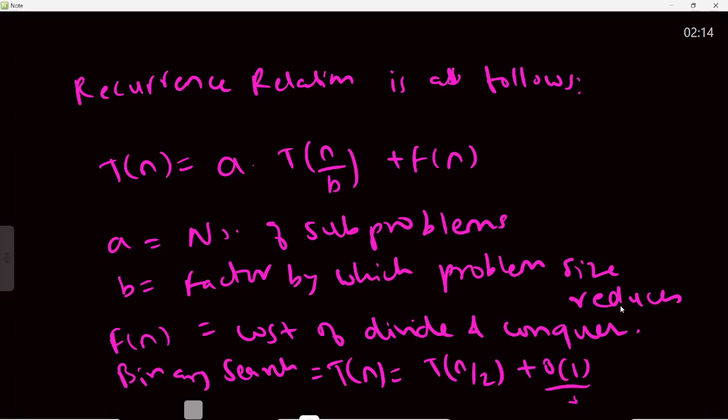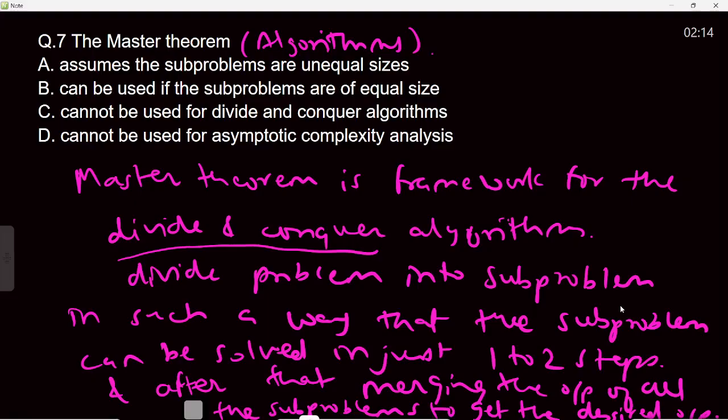Now let's get to the question. The master theorem assumes the sub problems are of unequal size. Wrong. Sub problems should be of equal size. It can be used if the problems are of equal size. Yes, 100% correct. Cannot be used for divide and conquer algorithms. False, because master theorem is a framework for divide and conquer algorithms. Cannot be used for asymptotic complexity analysis. False. It can be used.